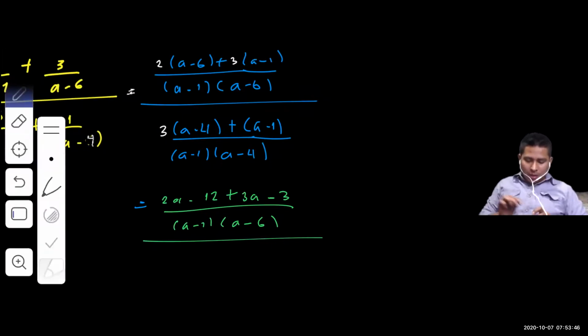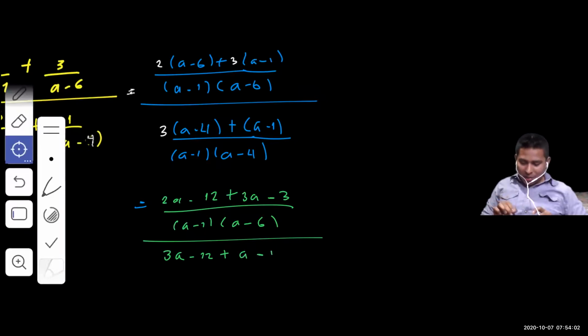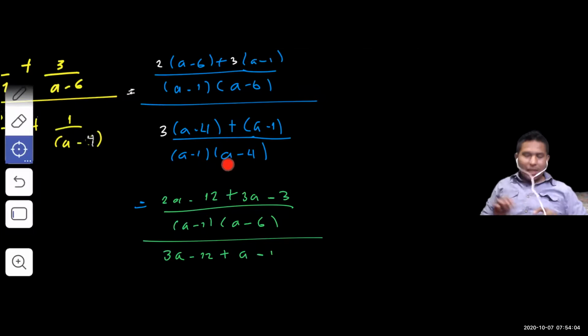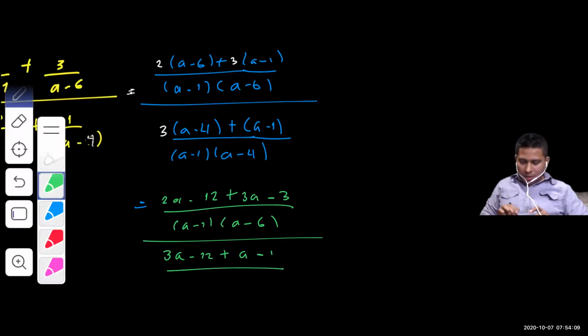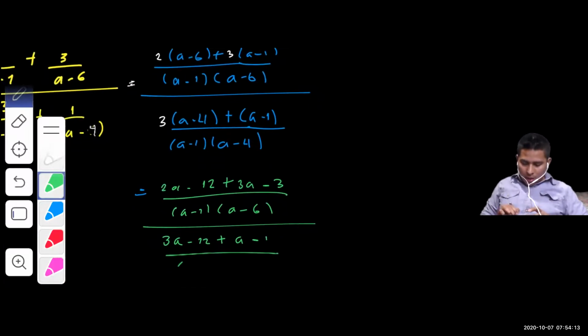What is going to be 3a minus 12, plus this, plus a minus 4, right? It was a minus 1. Okay, yes, a minus 1. And this denominator, guys, let us copy it again, because it's in factored form. That is going to be equal to a minus 1 times a minus 4.